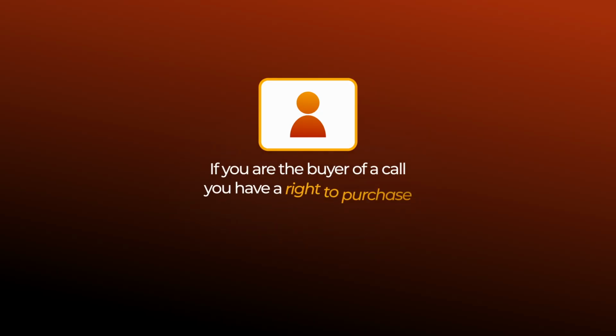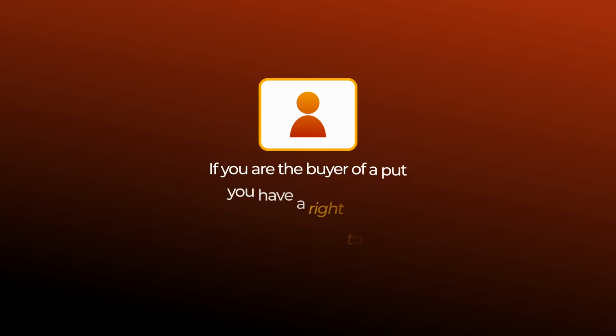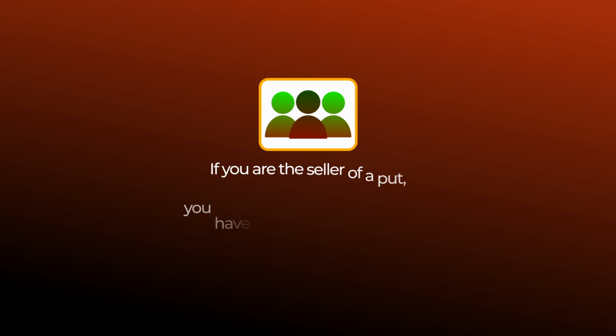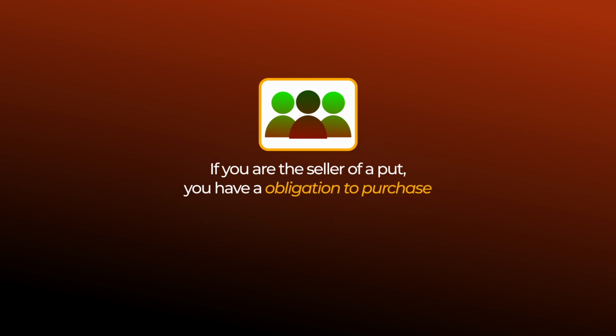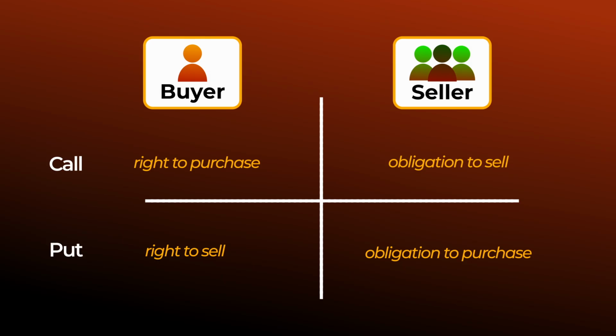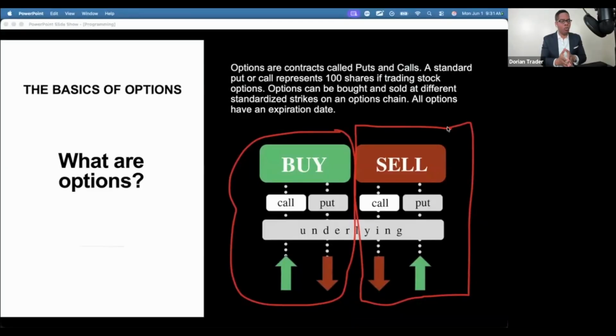If you are the buyer of a call, you have a right to purchase. If you're the buyer of the put, you have the right to sell. If you are the seller of the call, you have the obligation to sell shares. And if you are the seller of the put, you have the obligation to purchase the shares. Right? So if you have an obligation, it's either to sell or purchase. If you have a right, it's either a right to purchase or sell. Once you memorize this and get it in your long-term memory, it's going to be really, really easy for you to continue to build on your foundation of options.